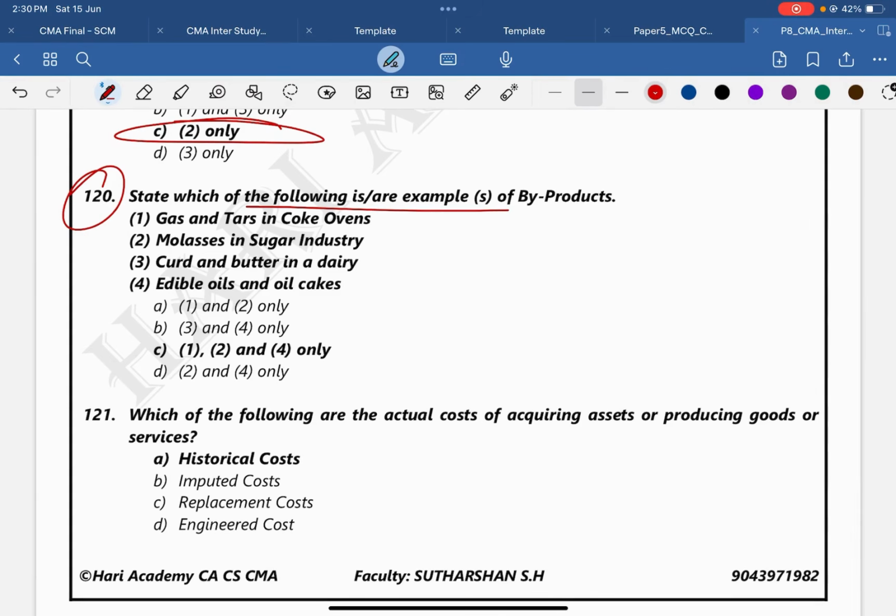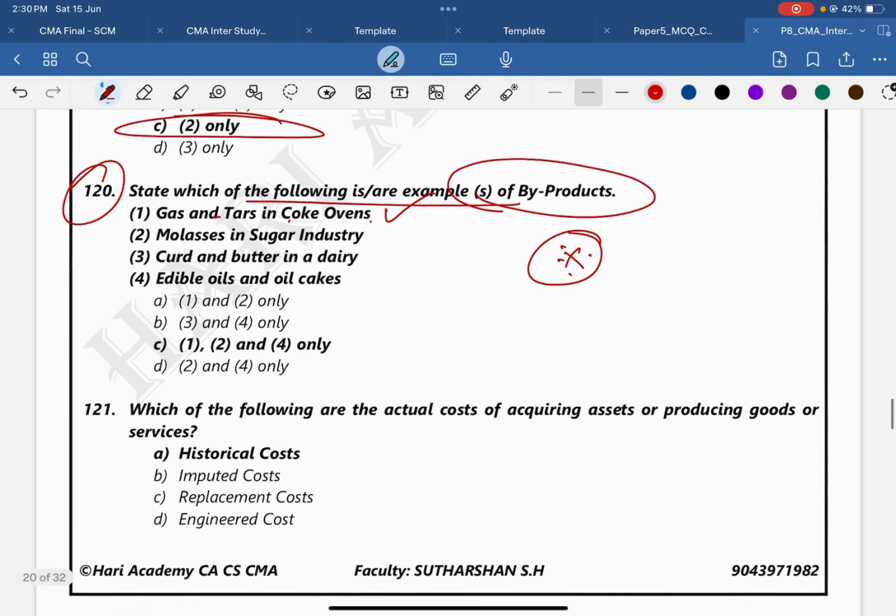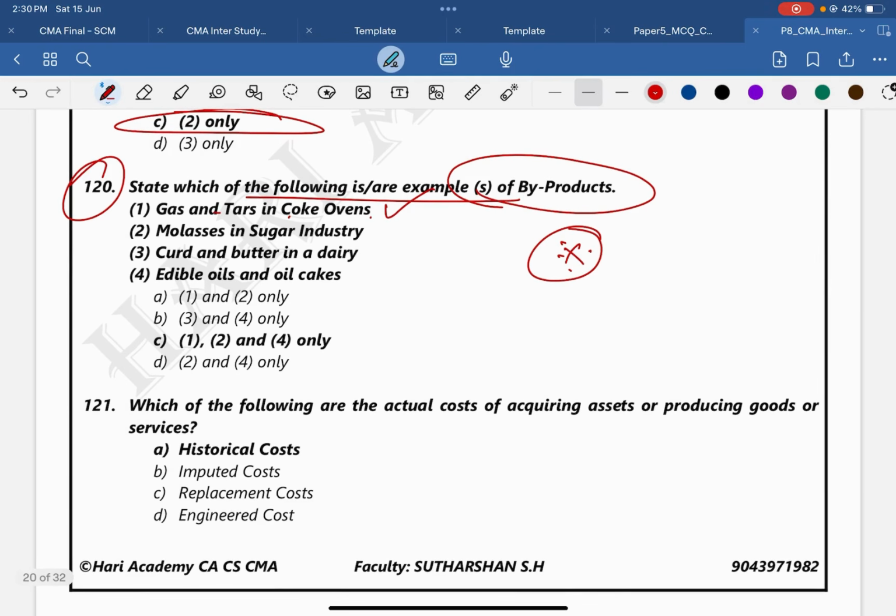120. State which of the following is an example of a byproduct. Interesting question, controversial question. Gas and tar in coke ovens is a byproduct, because by producing coke we will easily get gas and tar as a byproduct. Then molasses from the sugar industry. Edible oils and oil cakes: by extracting oil, you will get oil cakes.